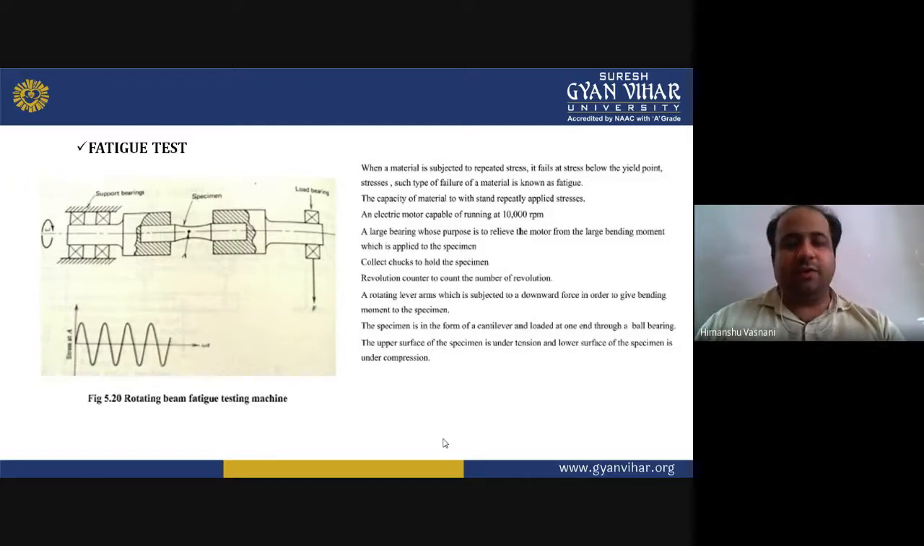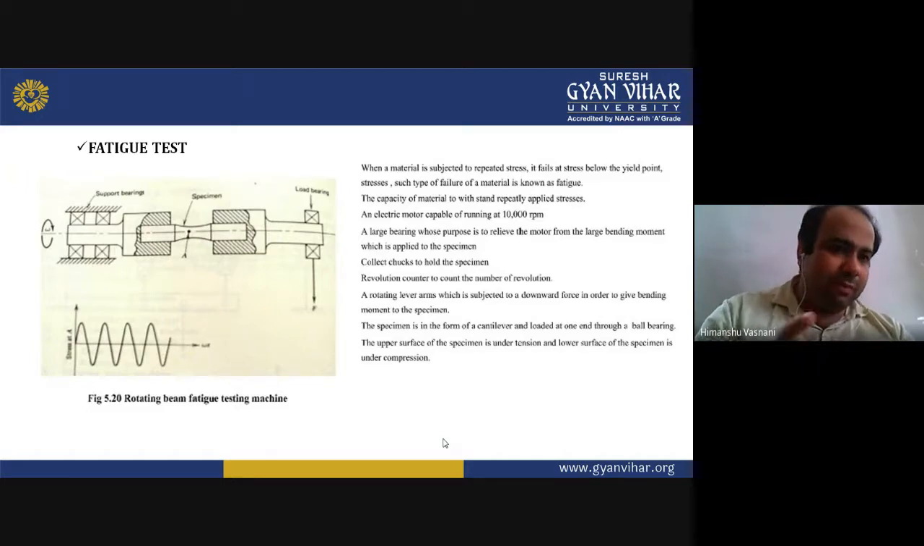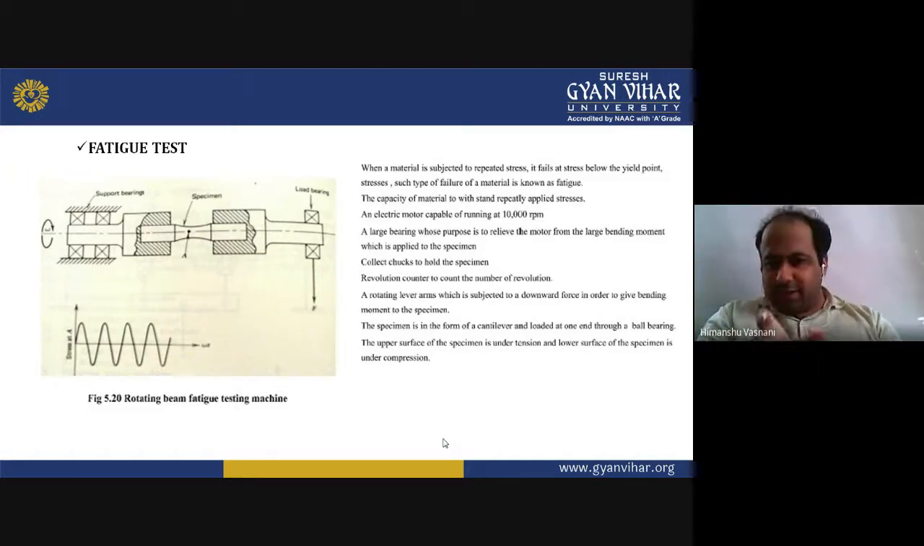You can see here an electric motor capable of running around 10,000 RPM. A large bearing whose purpose is to relieve the motor from the large bending moment which is applied to the specimen. Chucks are used to hold the specimen. A revolution counter counts the number of revolutions. A rotating lever arm is subjected to a downward force in order to give the bending moment to the specimen. You can see it in the diagram. These are the support bearings, and then there is the specimen in the center.